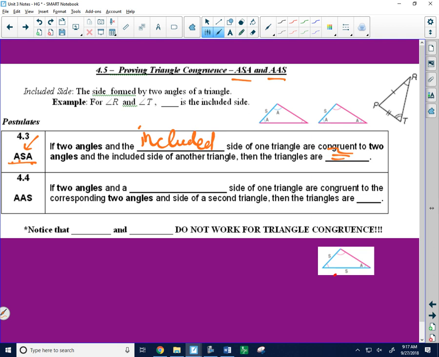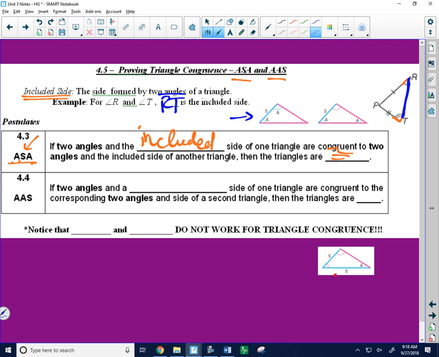Two angles and an included side congruent to two angles and an included side in another triangle, then the triangles are congruent. So I should probably talk about this word. I said it there, but included side, it's a side simply formed by two angles. So if we look over here at angle R and angle T, the side that is between them is this one, RT. So yesterday we had included angle, today we have included side. And here's a little diagram as well about how that should look.